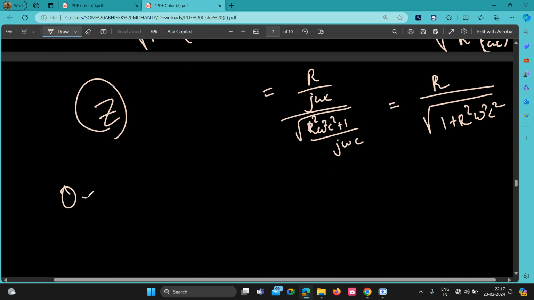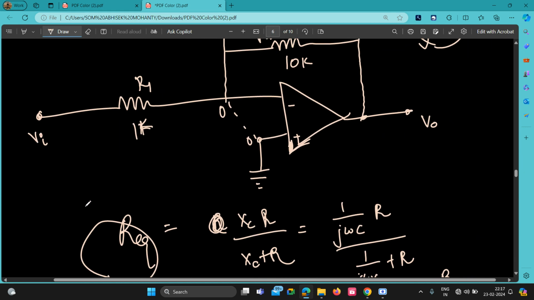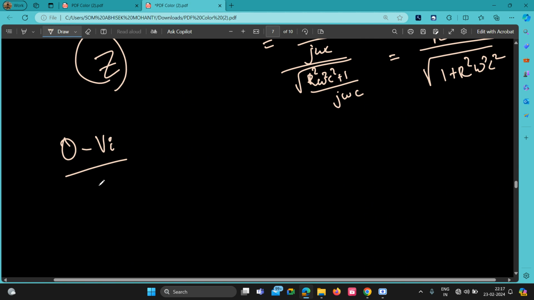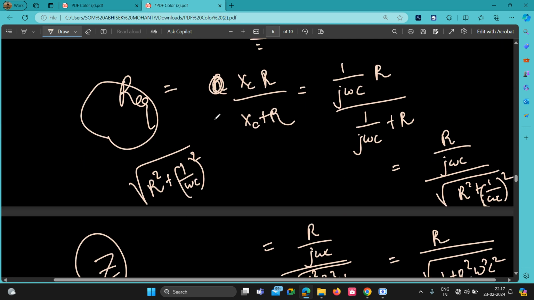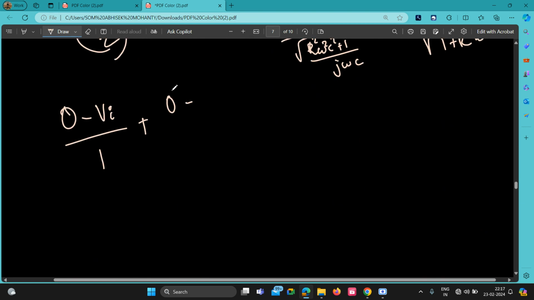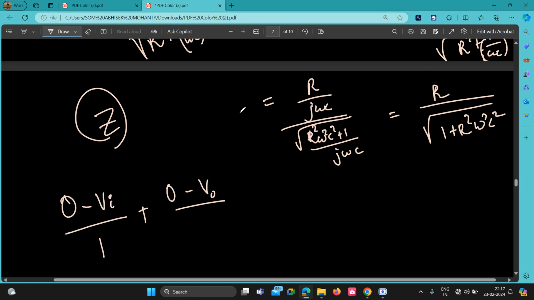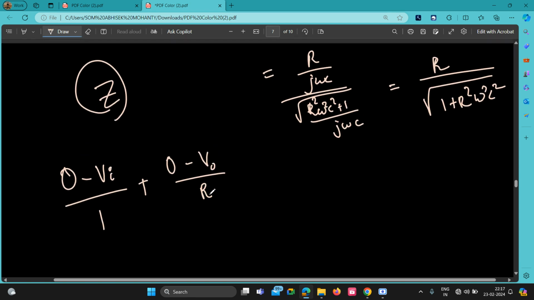0 minus Vi divided by R1. R1 is 1k, so 1 plus 0 minus V naught, divided by the resistance, which is how much? This one: R divided by 1 plus R squared omega squared C squared is equal to 0.